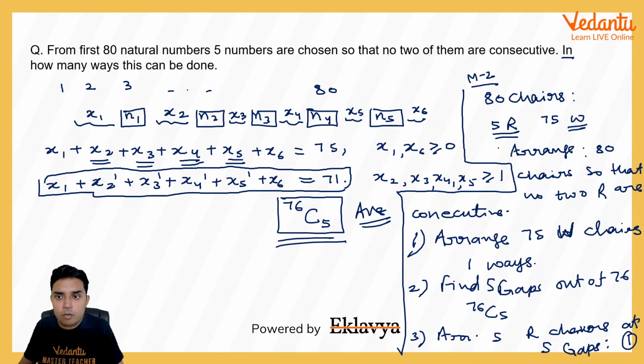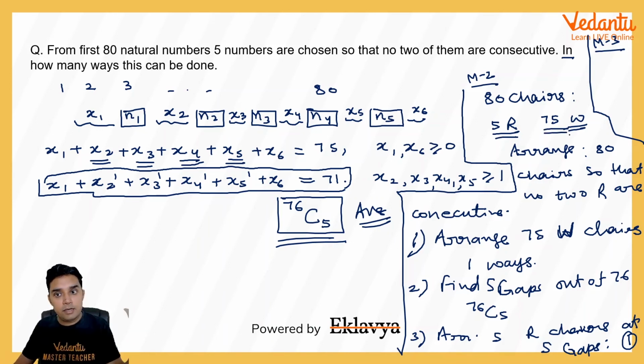Okay, I have one more method. Let me just tell you orally, not that big a method. If you have to arrange 80 chairs such that no two red are consecutive, what we will do, we will take 4 white chairs away. Then we will be having 5 red and 71 white. Then arrange them in whatever way you want to do. It will be 76C5.